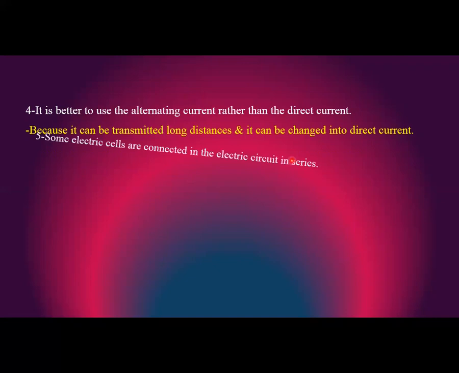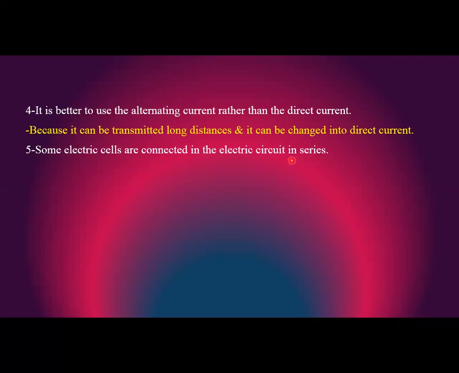Okay. Some electric cells are connected in the electric circuit in series. We say in series, we say in parallel too. If it says in series to obtain the high electromotive force: if I have, for example, 3 cells, each one 3 volts, in series it will be 9 volts, which is the highest amount of voltage I have from these 3 cells. But if I want now the lowest, it will be in parallel, so it will be 3 volts only.